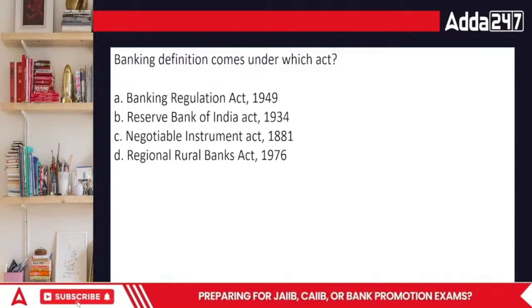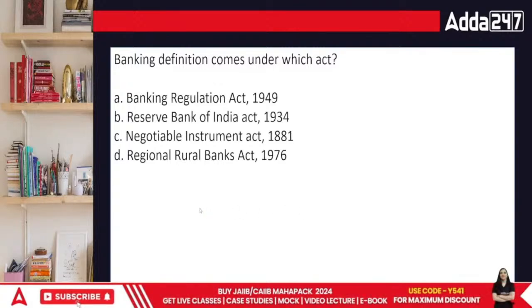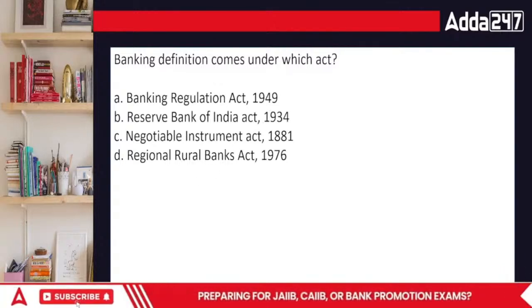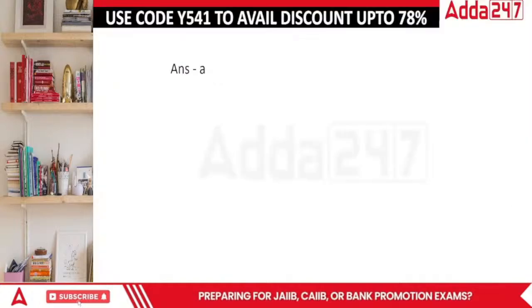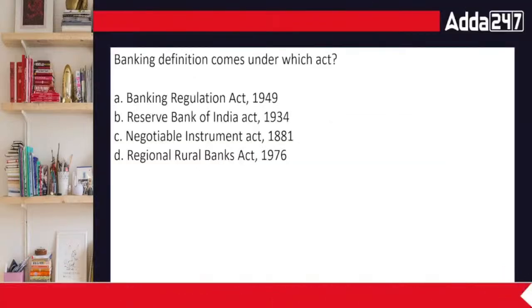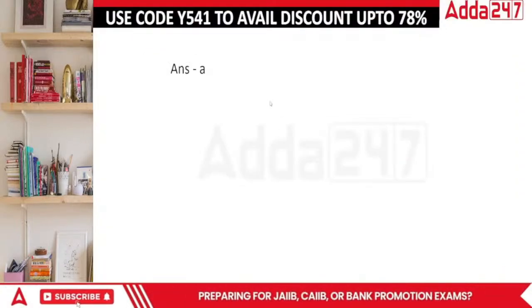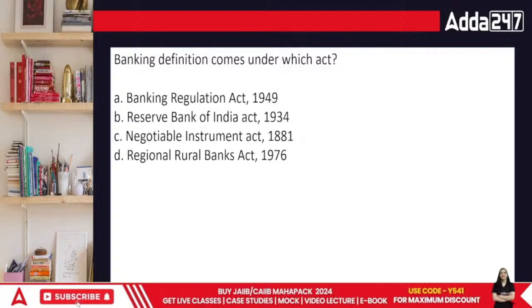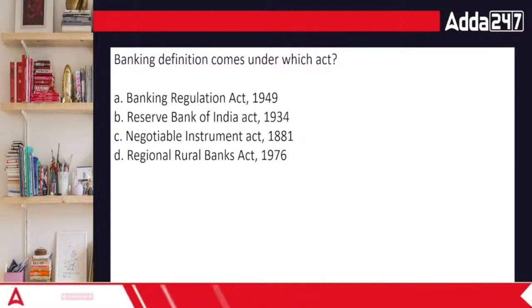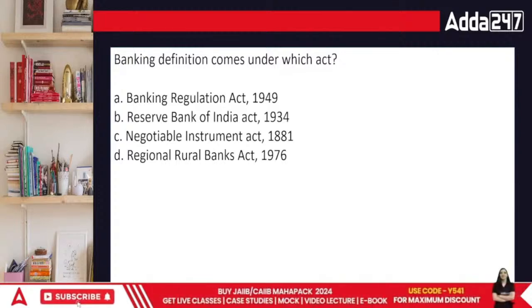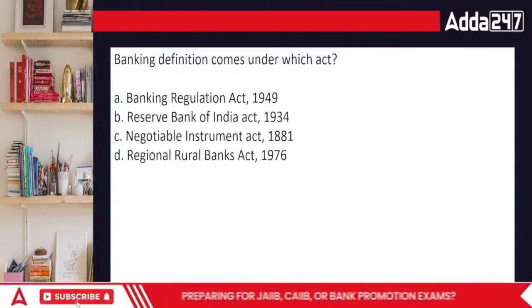The actual act is called Banking Regulation Act, everyone. So in this case, the correct answer is A. That is Banking Regulation Act 1949. This defines the definition of a bank there. Okay? The answer is A. Reserve Bank of India is a different scenario altogether. It talks about the RBI and its affiliations further. Then we talk about the Negotiable Instrument Act. Negotiable Instrument Act deals with bills receivable and bills payable, everyone.